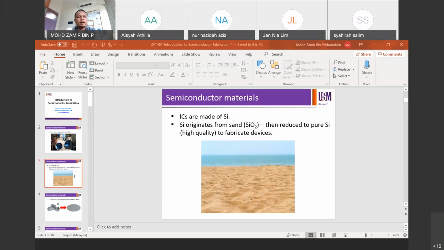So if you compare the purity level of integrated circuit and solar cell, which one is higher? Which one is higher? Straightforward again.